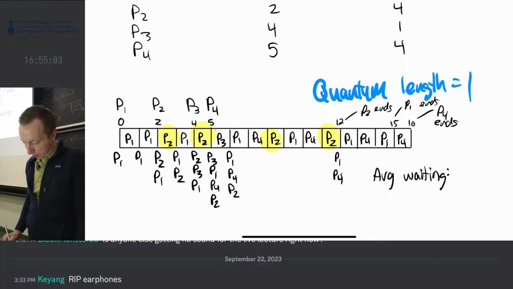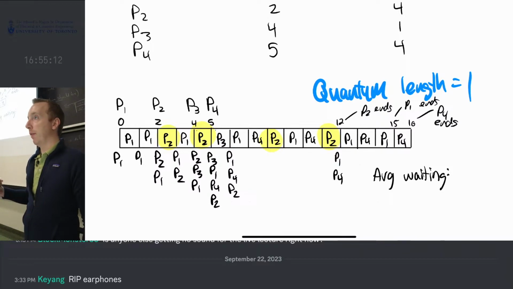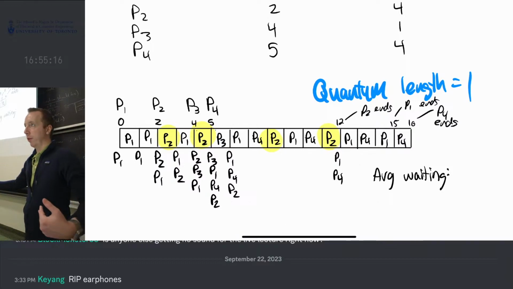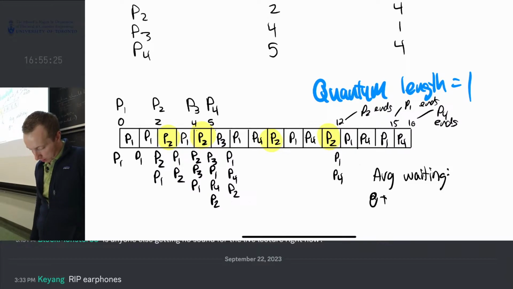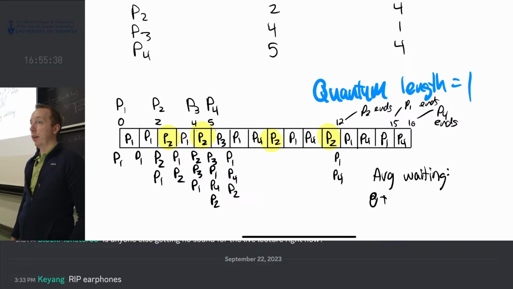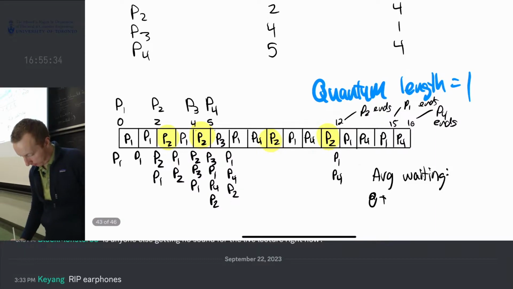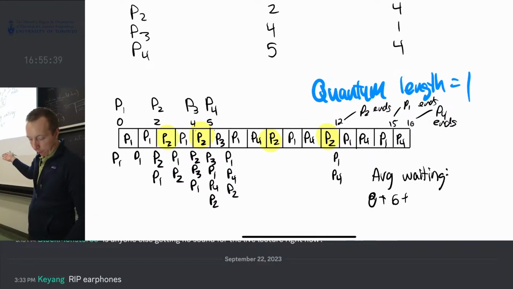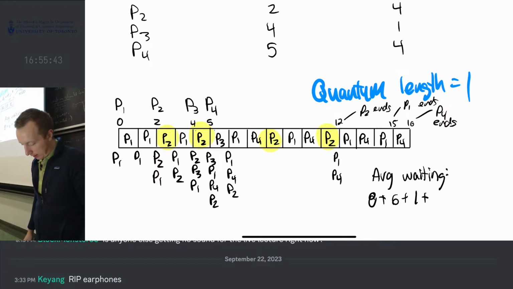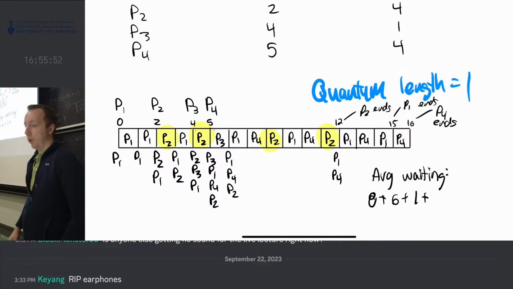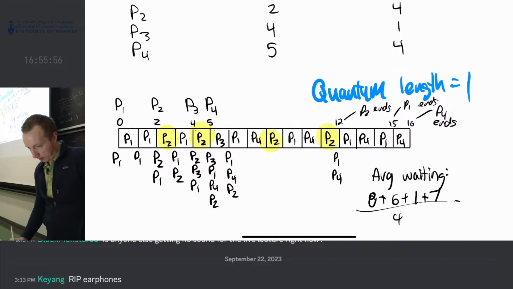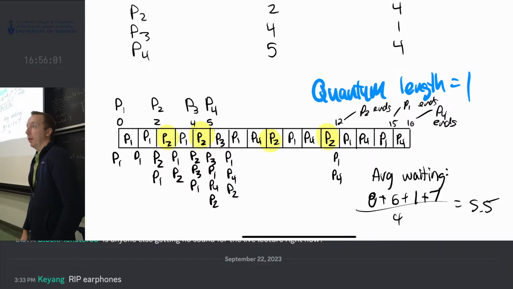So my average waiting time for process 1, well, it was waiting around, it finished at time 15 and it arrived at time 0, so it was there for a total of 15 time units, executed for 7, so it must have been waiting for 8. Process 2, it ended at time 12, it arrived at time 2, so it was around for 10 time units, executed for 4 of those, so it must have been waiting around for 6. Process 3, we can see here, only waited around for 1 time unit. And then process 4 ended at time 16, arrived at 5, so it was there for a total of 11, and it took 4, so it must have been waiting around for 7. So if we calculate this, 5.5, so our average waiting time went down compared to our quantum length of 3.